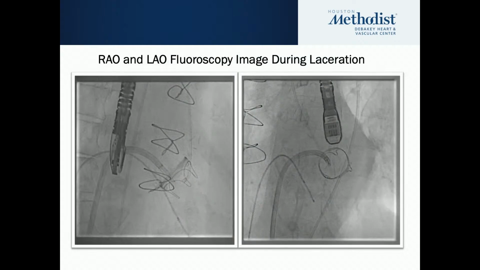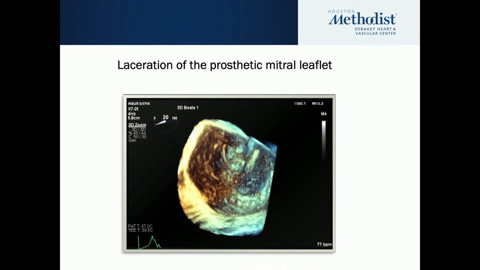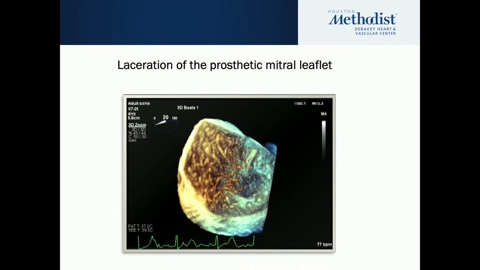Negative tension is applied to lacerate the leaflet. So this is the fluoroscopy from our case, and on the right-hand panel, this LAO caudal projection is key to show that the flying V is positioned at the middle of the leaflet and between the two stent posts, so that you get the maximal benefit from your laceration. And this is the 3D TEE when the cautery is being applied.